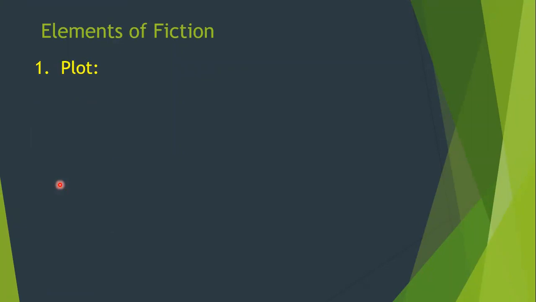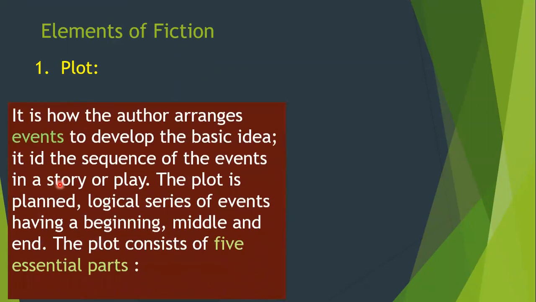So the first one is plot. What is plot? Plot is how the author arranges events to develop the basic idea. So it is the arrangement of events, the sequence of events in the story. The plot is a planned, logical series of events, having a beginning, middle, and end. The plot consists of 5 essential parts.